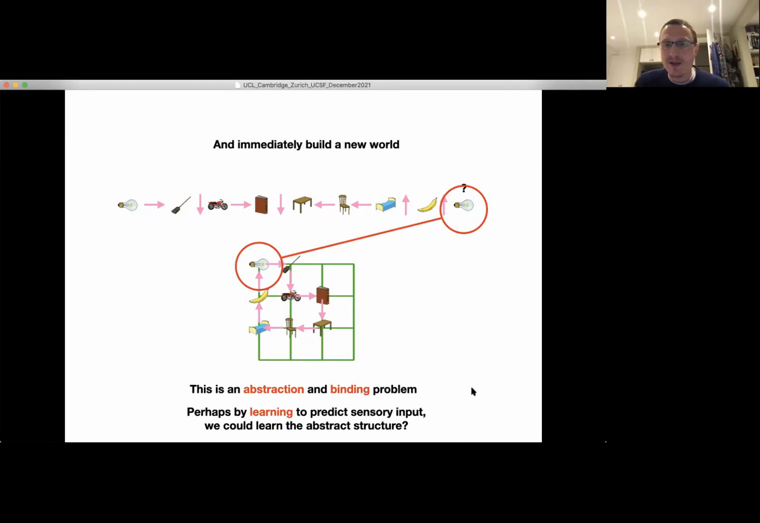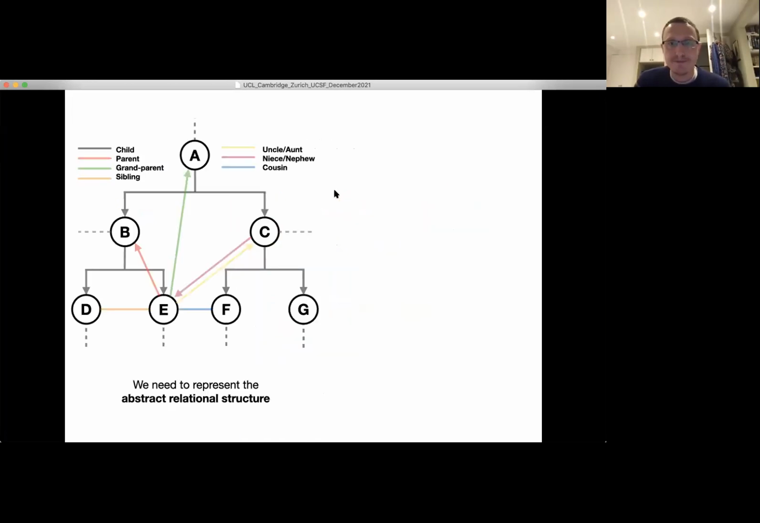So there's two things to take away from this. This is an abstraction and binding problem, and the other is you can solve it. If you could find something that would predict what was going to come next very efficiently, you would have solved this abstraction problem. So maybe that's a way into the problem, by training stuff to predict what's going to come next.